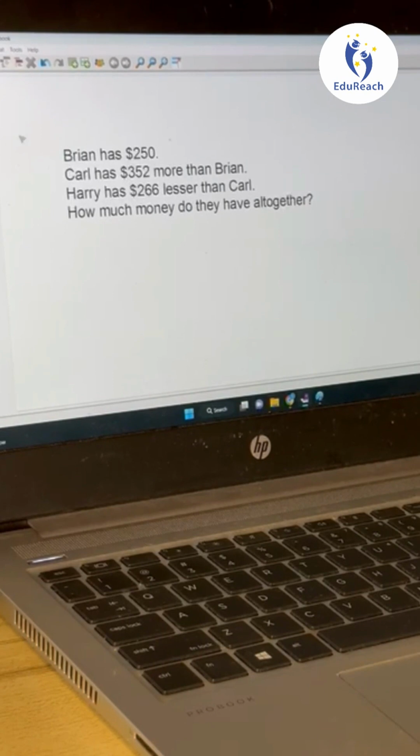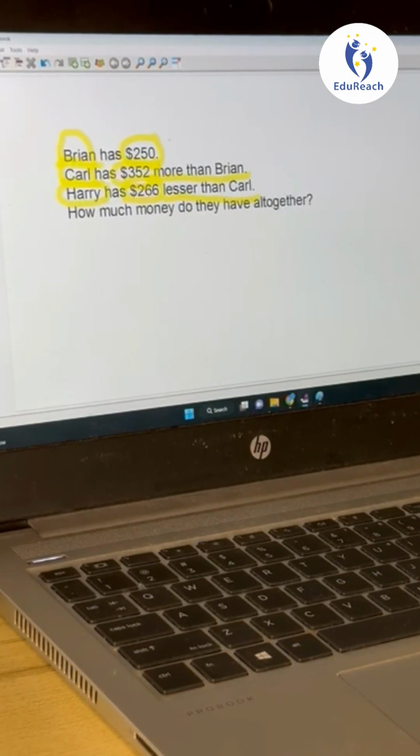Whenever we read a question, I always advise my students to underline or make a circle. So Brian has $250. Carl has 352 more than Brian, okay? That's an important part. Now Harry has 266 lesser than Carl. So we've got Carl, Brian, and Harry. Now we want to know how much they have all together.